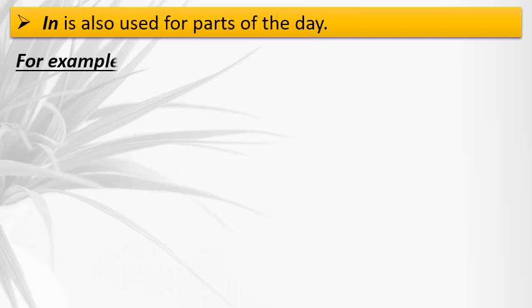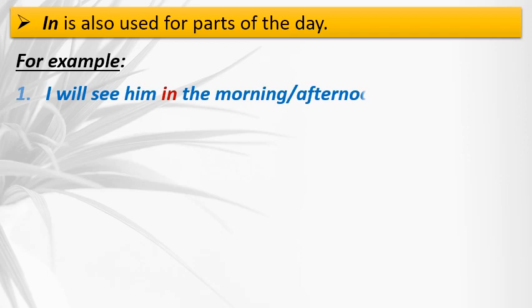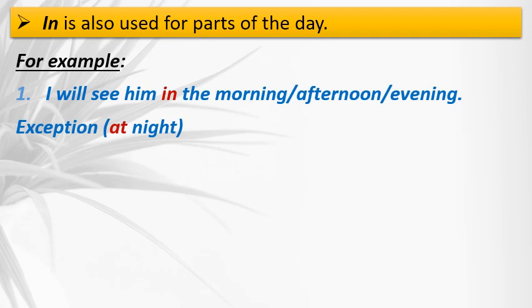In is also used for parts of the day. Means the preposition in is used when we want to talk about a part of day like morning, evening, afternoon. Night is also called part of the day. Fine. So to clarify it, let us see an example. I will see him in the morning, in the afternoon, in the evening, right? But there is an exception. We always use at with night.